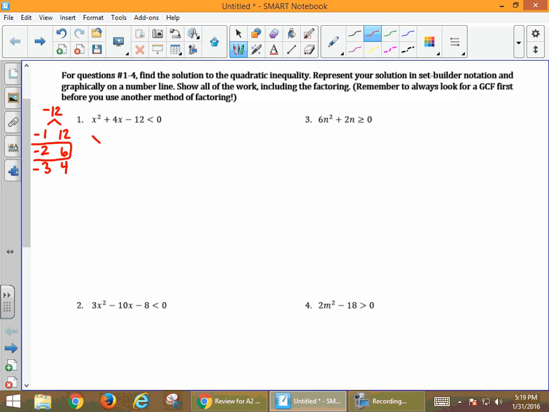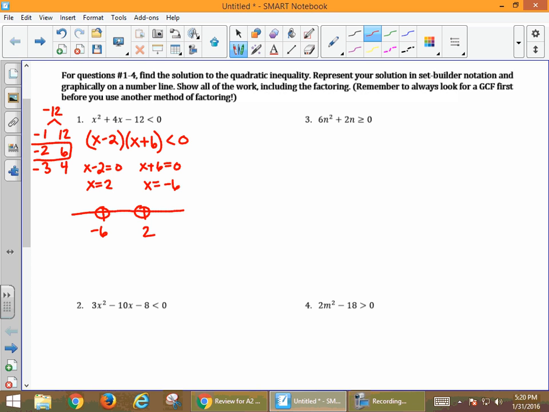So the factors: x minus 2, x plus 6, has to be less than 0. Set each one of the factors equal to 0. X minus 2 equals 0 tells us that x will be 2. X plus 6 equal to 0 tells us that x will be negative 6. So our number line will look like this. Negative 6, positive 2. The dots will stay open. We will not color them in because there is not an equal sign. It is just less than.